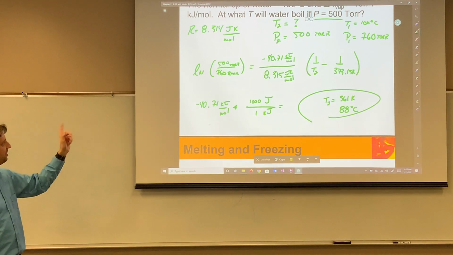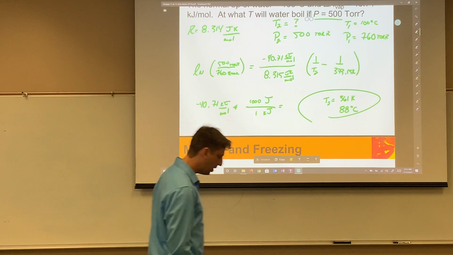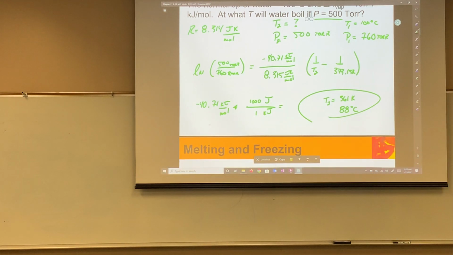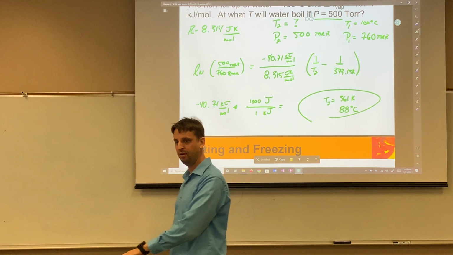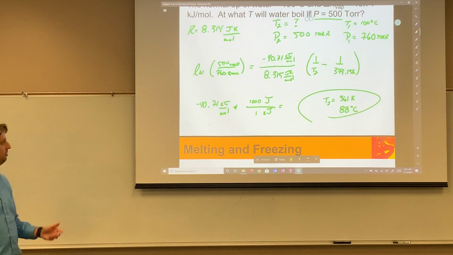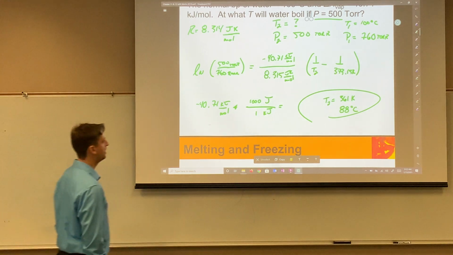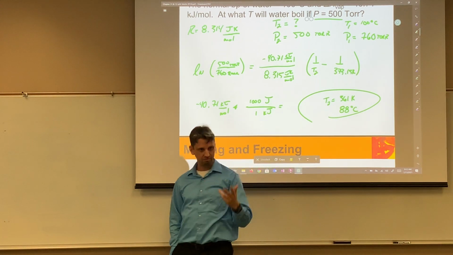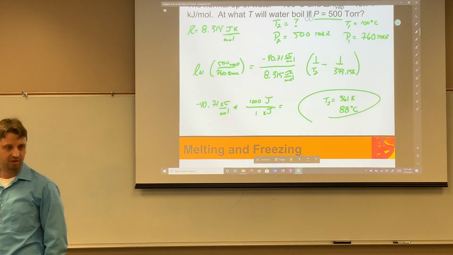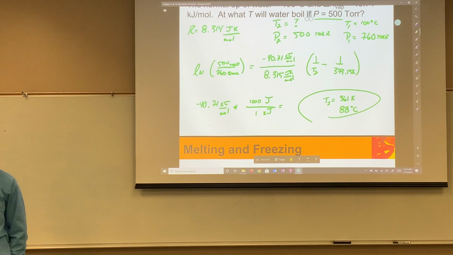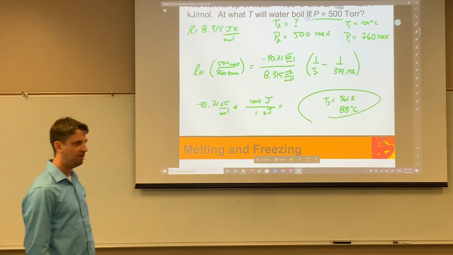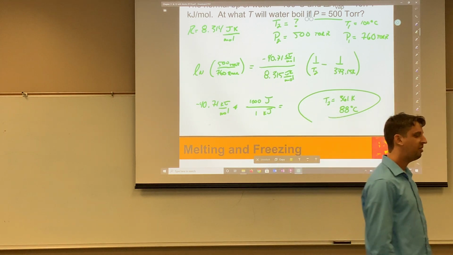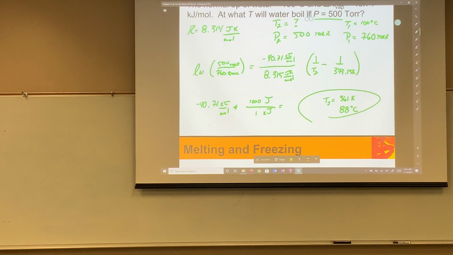In the problem I say, what temperature will water boil at 500 torr? Right now you're at about 760. So 500 is a lower pressure, right? What happens to the boiling point when you lower the pressure? It should go down. There you go. Is this below 100 degrees Celsius? Yes. So does that make sense as an answer? Yes. So if you got something like 500 degrees Celsius, go back and check the minus signs and that kind of stuff. I promise your answers should make logical sense.